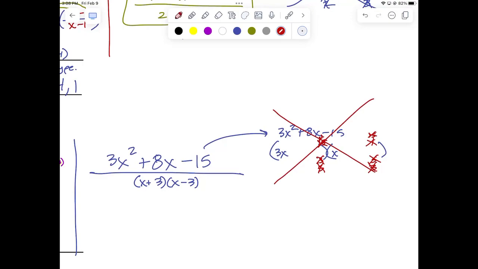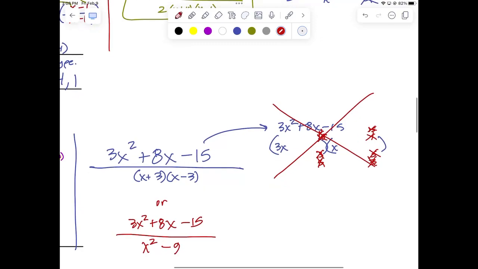So either that's your final answer, or in this case, if you want to expand the bottom out, you can factor or expand it back out as x squared minus 9. Either one of those is the final answer. Of course, on a multiple choice question, you'll have to match it up to one of the answer choices. If it's a short answer or a free response, either one of those would work.